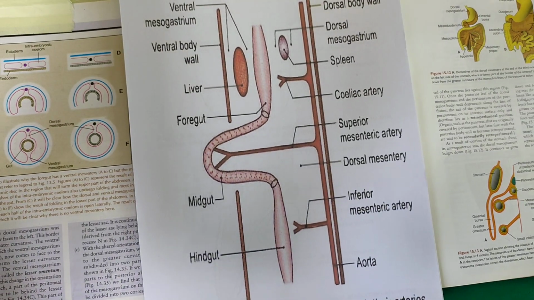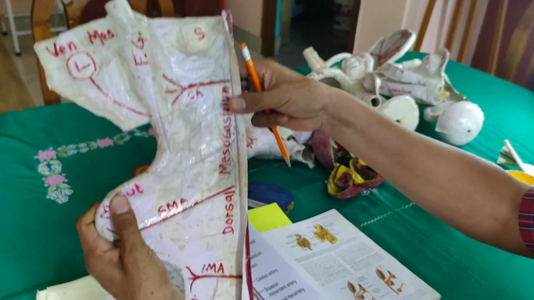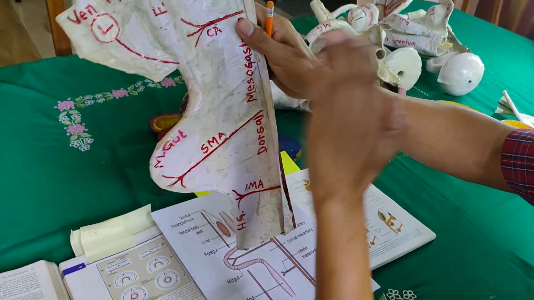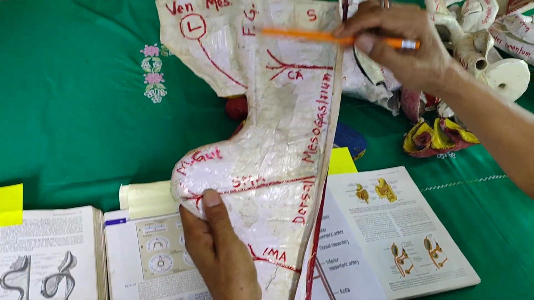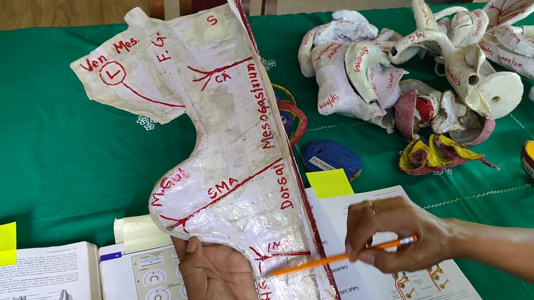So this is the model. This is the dorsal aorta, and this is the body wall. This is the foregut, the midgut, and this is the hindgut.